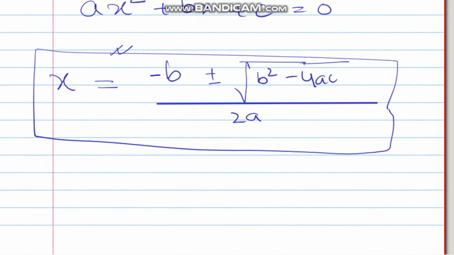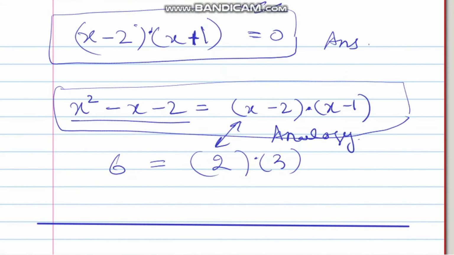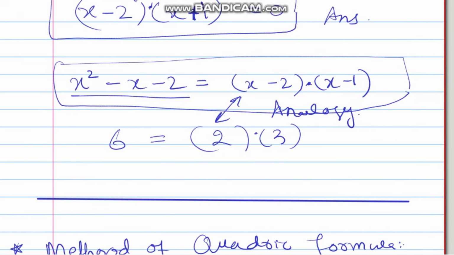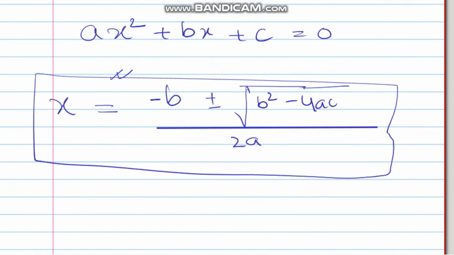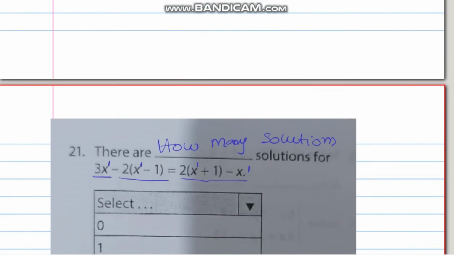Basically, let me tell you. No problem. Okay, this is the question. So there are two solutions. One will come from x minus 2 and one will come from x minus 1. This is called the solution of the quadratic equation. Okay, let me talk about this again.